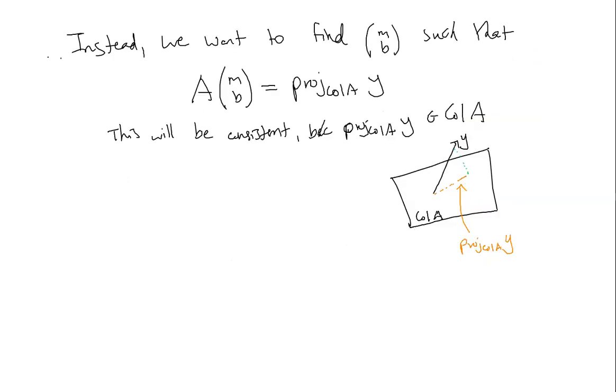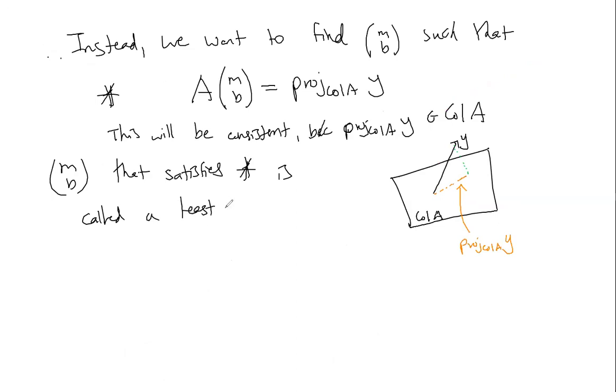Okay, so we say (m, b) that satisfies this equation is called a least squares solution.